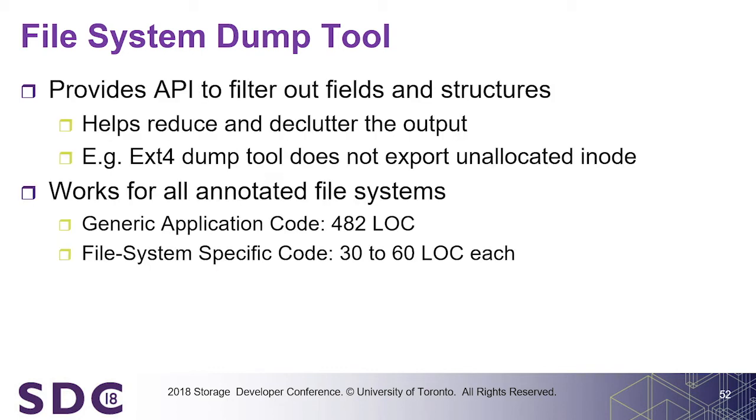So, continuing with the dump tool, since some file system metadata may not be of interest, the dump tool also provides API to help filter out irrelevant or unimportant fields or structures. For example, the ext4 dump tool does not export unallocated INO structures to XML. This tool has 482 lines of generic code and about 30 to 60 lines of file system specific bootstrap code for each file system.